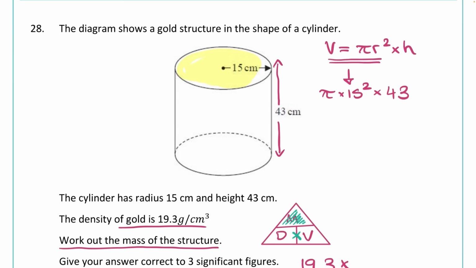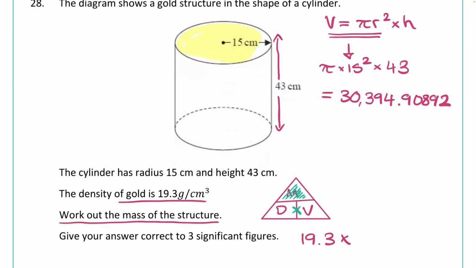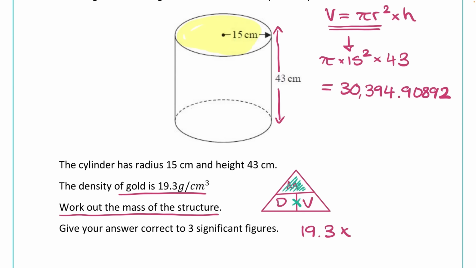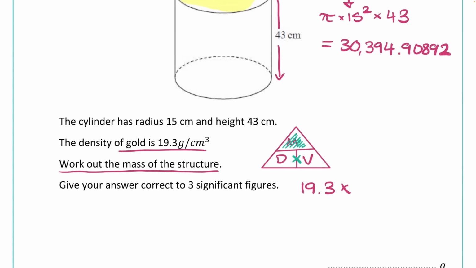Let's see what we get. Pi times 15 squared times 43. And we have a volume here, which is going to give us a very large number, I'd imagine, when we get the mass. So 30,394.90892. Now, I don't really even want to write that down again, let alone type it back in my calculator. So I'm going to make sure I leave that number on the calculator.